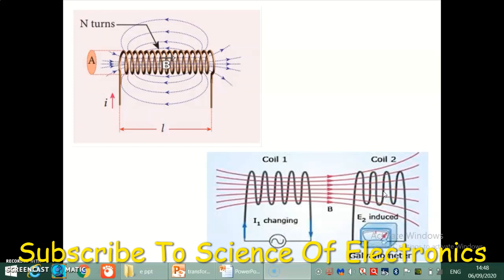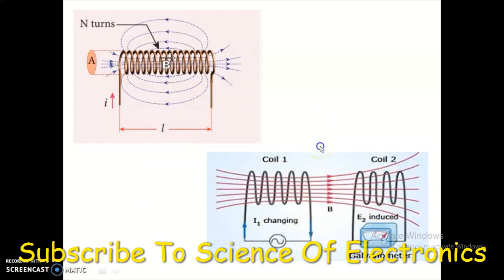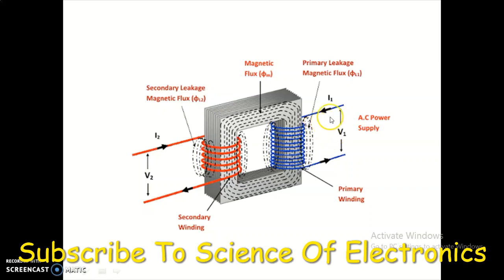Now this EMF also depends on the number of flux linkages and also the number of turns on the secondary side. This is the principle by which secondary voltage is generated in a transformer. Here we can see the primary coil and secondary coil. The primary coil has more turns and the secondary coil has fewer turns.